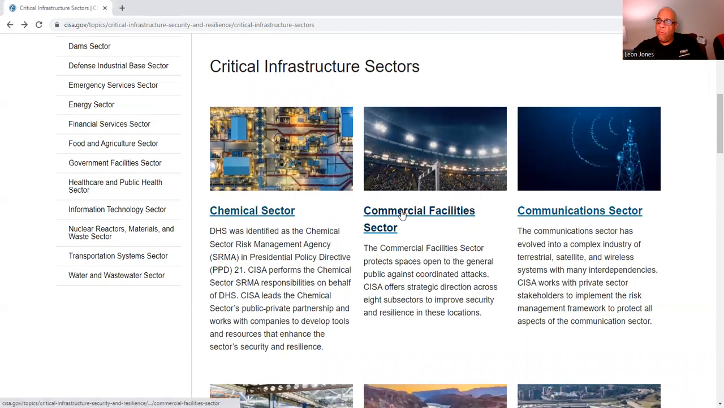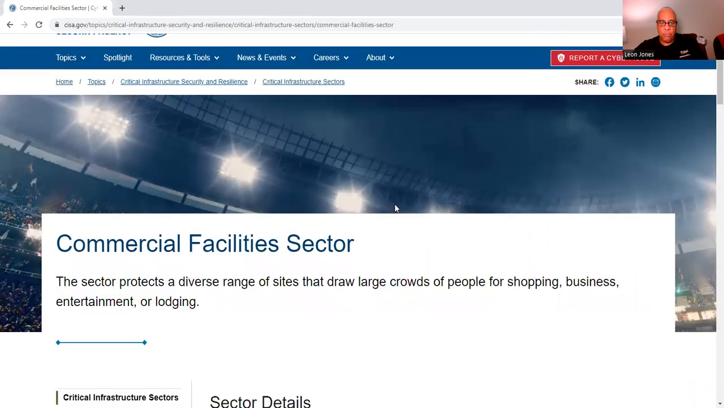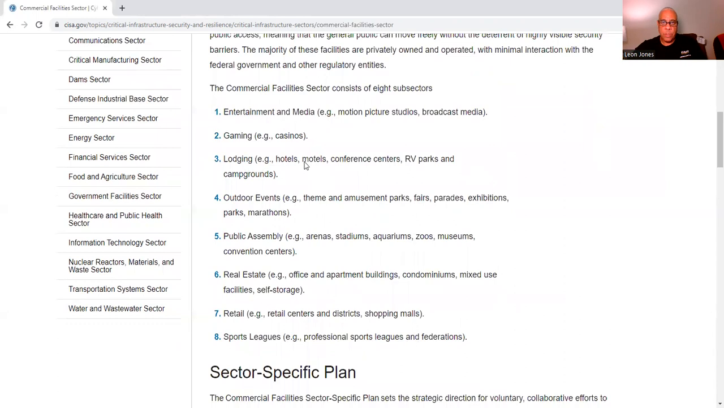What about our commercial facilities? Some examples. Basically, the commercial facilities sector consists of 8 subsectors. Your entertainment and media. Example, motion picture studios, broadcast media. Gaming, that's casinos. Lodging, hotels, motels, conference centers, RV parks, and campgrounds. Outdoor events. Examples are your amusement parks, themes.